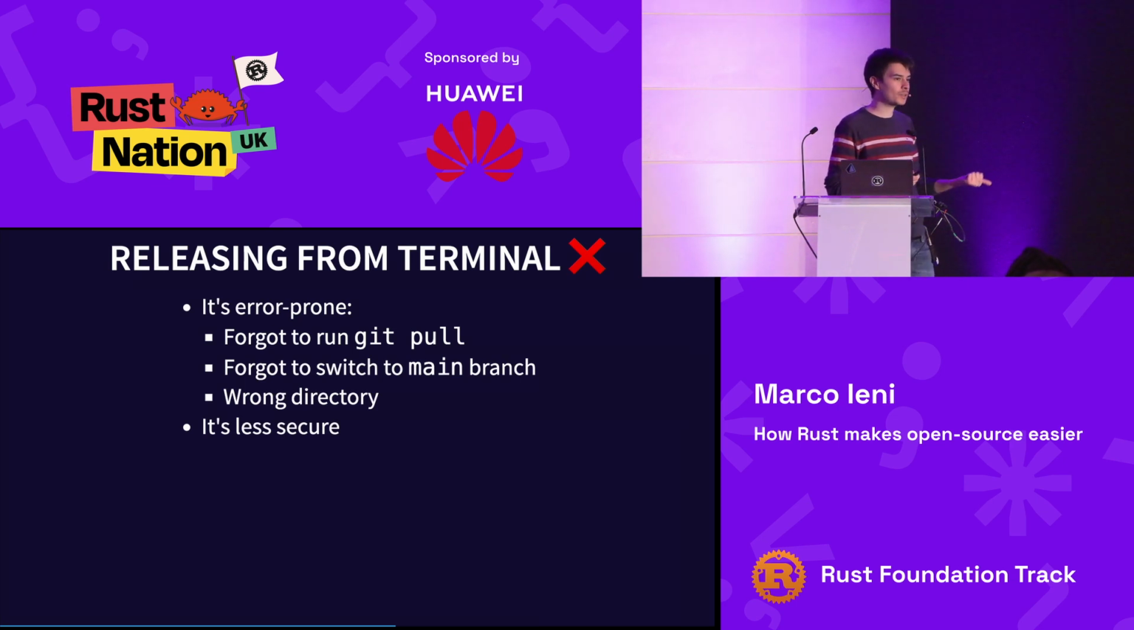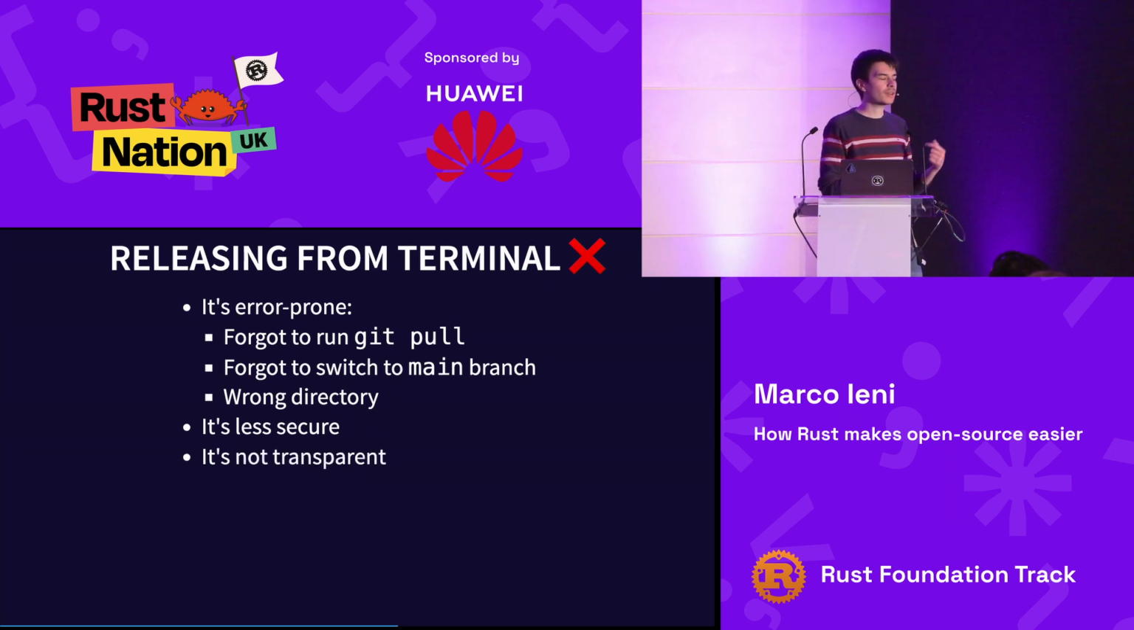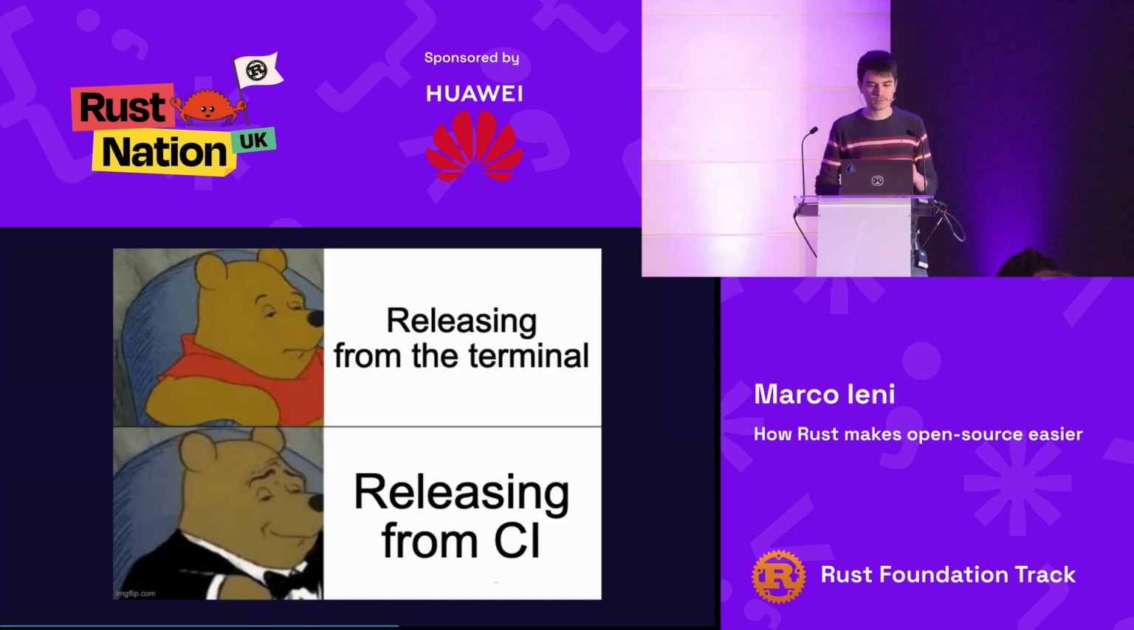It's also less secure in some ways because you need to have the cargo registry token on your laptop. And so, what if it's compromised? Instead, if you, for example, release from GitHub Actions, you just store the cargo token in the GitHub Actions repository secrets, and then you basically can forget about it. And I think it's not transparent. It would be nice if your users can see exactly when you released, and can see the logs of cargo publish. I think it's just nice.